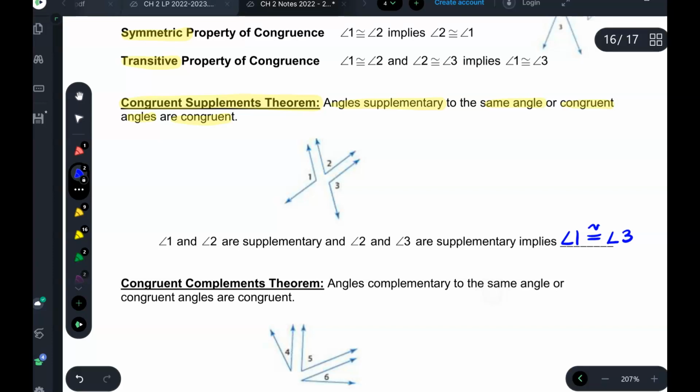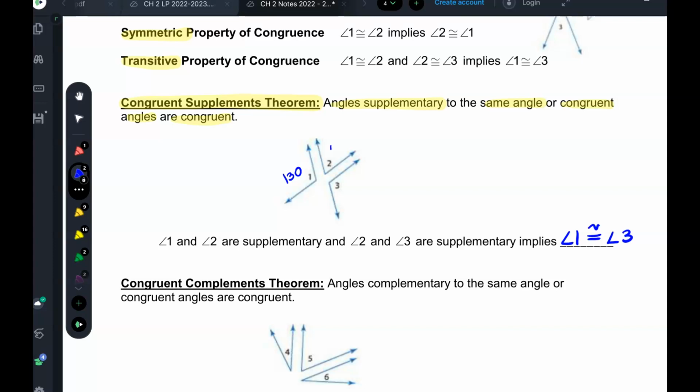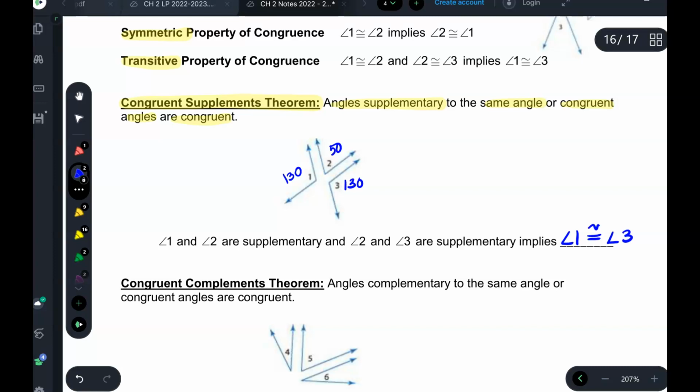For example, let's say angle 1 was 130 degrees. If angle 1 and angle 2 are supplementary, what would angle 2 have to be? 50. And then in a separate statement, 2 and 3 are supplementary. So if angle 2 is 50, angle 3 is 130. No matter how I choose the angle measures, they're going to end up being the same. We don't always have numbers in geometry; in proofs it's all letters, but in terms of numbers it makes sense.